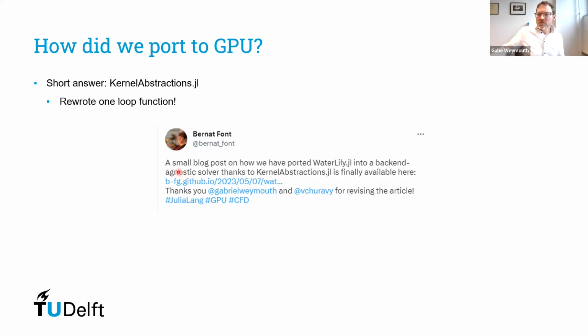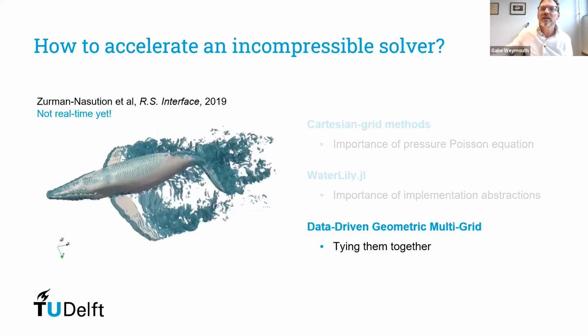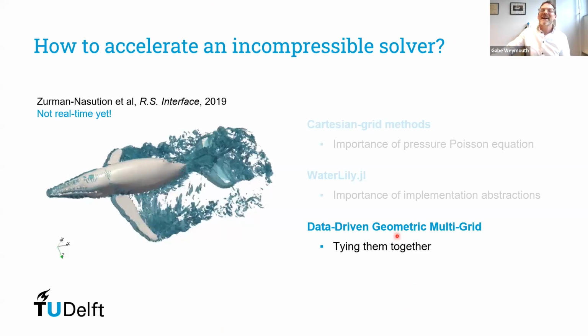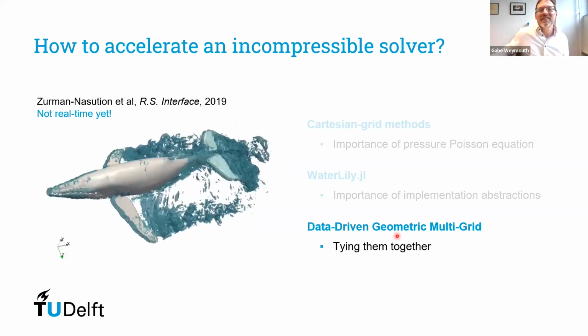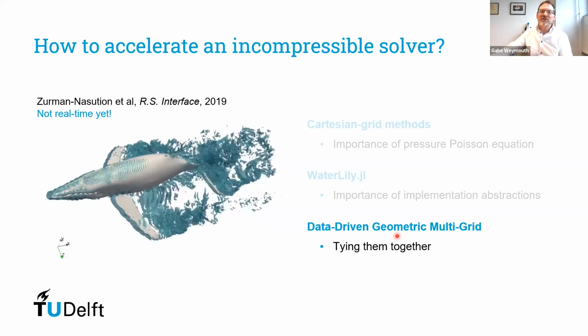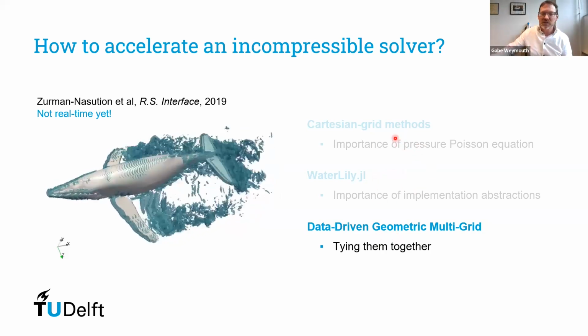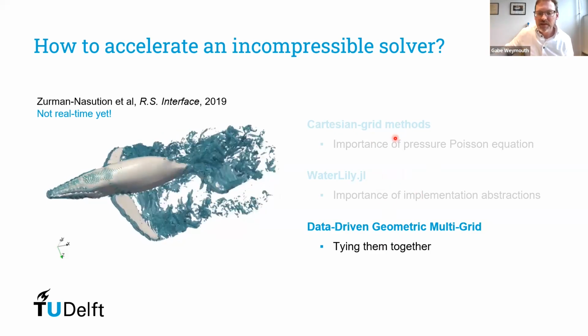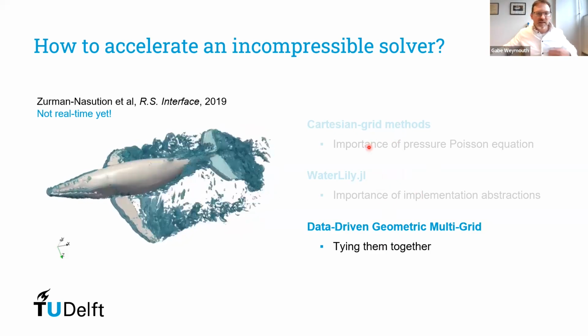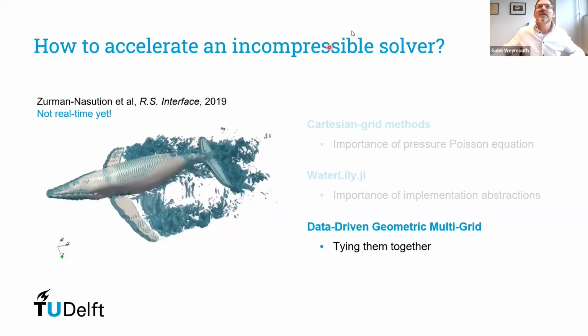All right, so that's it. Sorry, looks like I over-prepared. I have used this code to do some cool stuff like data-driven geometric multigrid, tying together the implementation with the pressure Poisson equation, but we're out of time. So with that, I'll stop the presentation and I'm happy to take any questions.